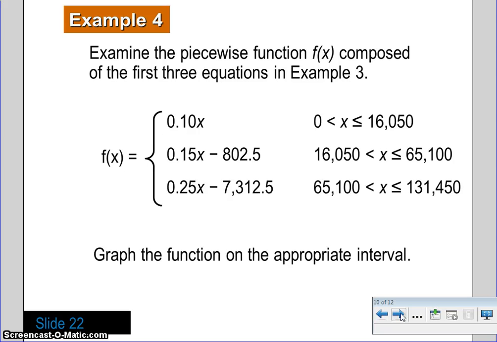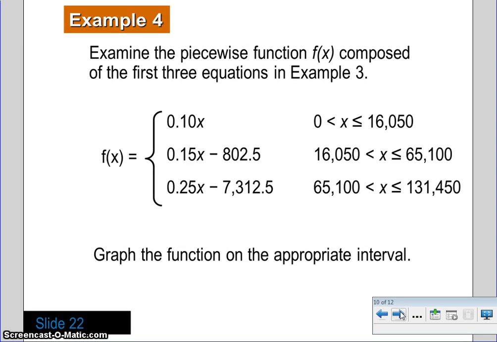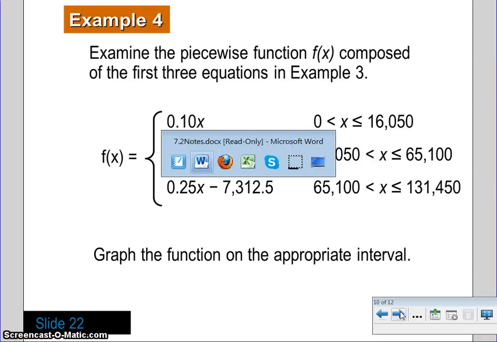All right, looking at example 4, it says examine the piecewise function compressed from the 3 equations in example 3. So the 3 equations we're talking about in example 3 are these top 3 equations: number 1, number 2, and number 3. And we're actually going to graph those in our graphing calculator. So go ahead and go into your graphing calculator. On the top left-hand side, you are going to see a y equals button. Click on that, and you're going to put in the following equations.